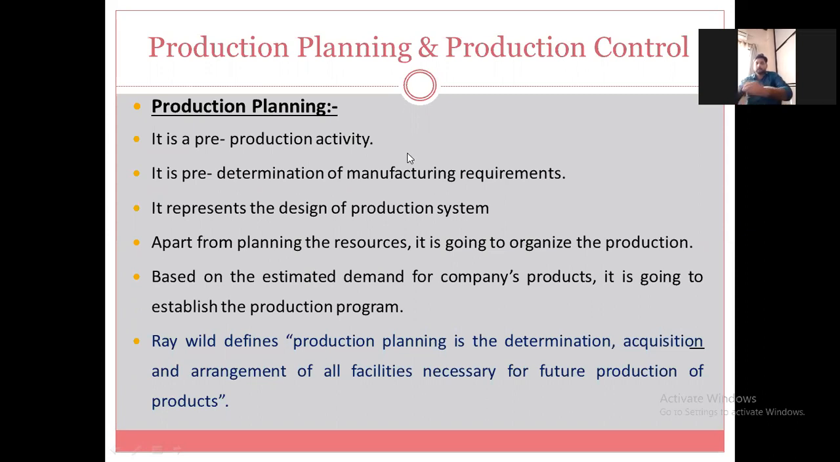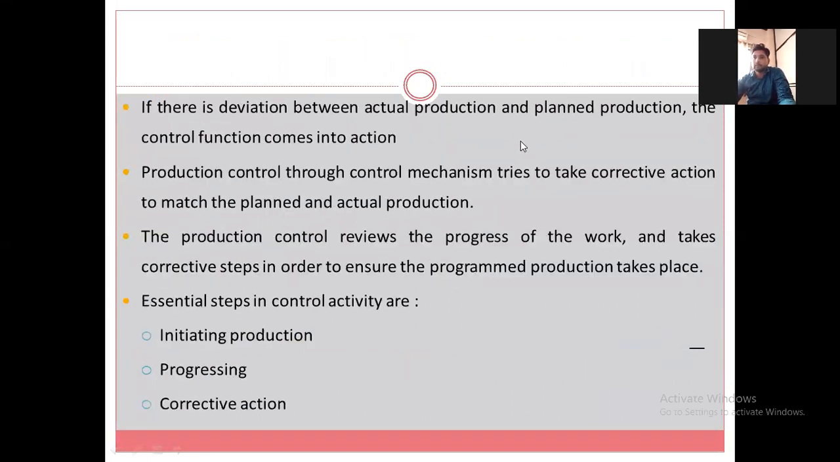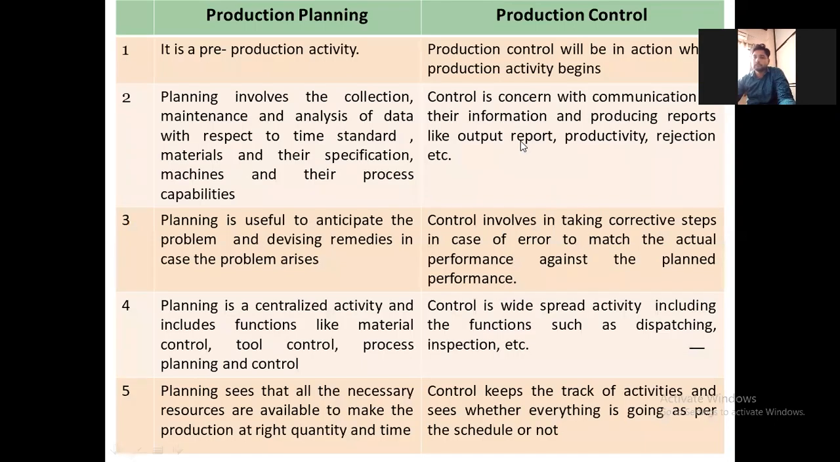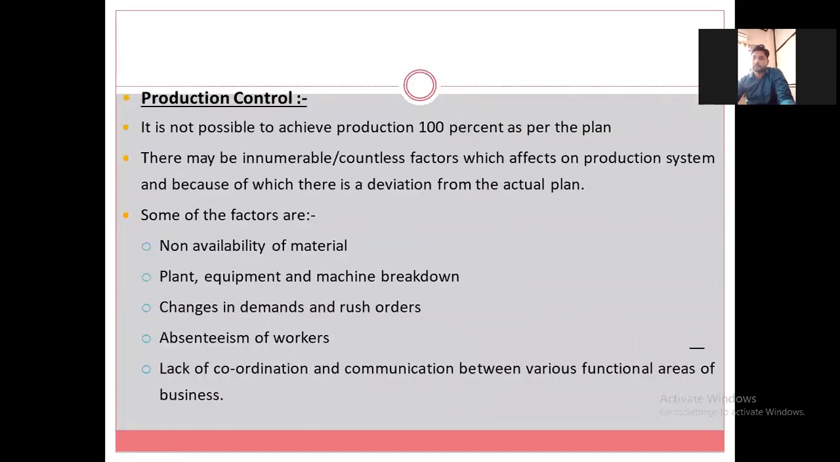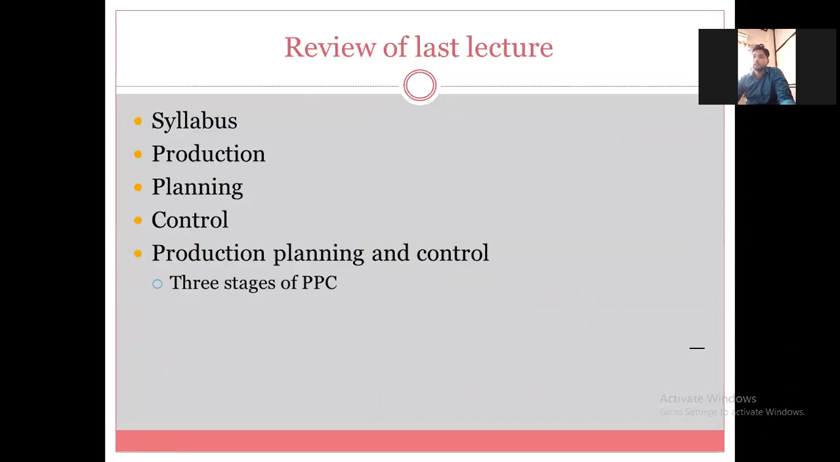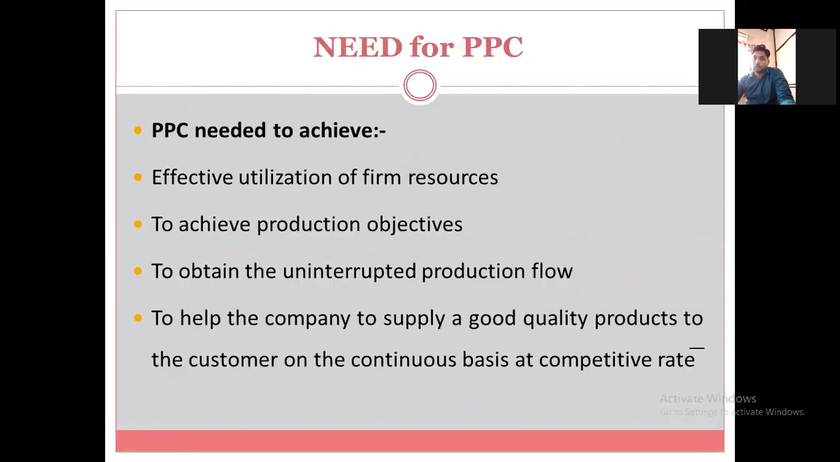Okay, getting my point? Is there any doubt, any question on this point? Whether you understood what is meant by production planning? We'll discuss production control in the next lecture, and then we will also discuss the difference between production planning and control, which is also important. Then we will go to the objectives of PPC. Whether you understood all the points that we have covered today? Is there any doubt, any question?